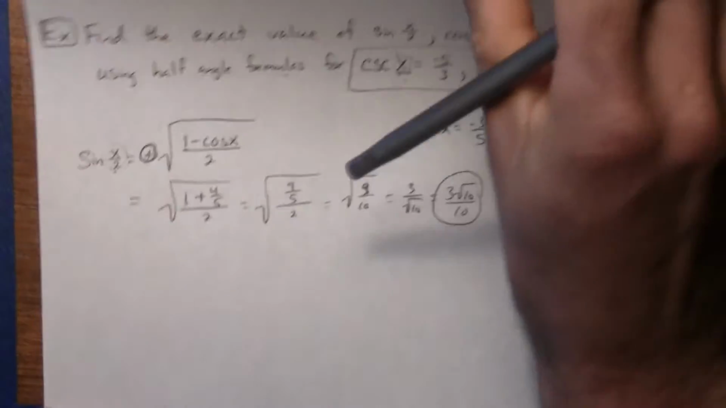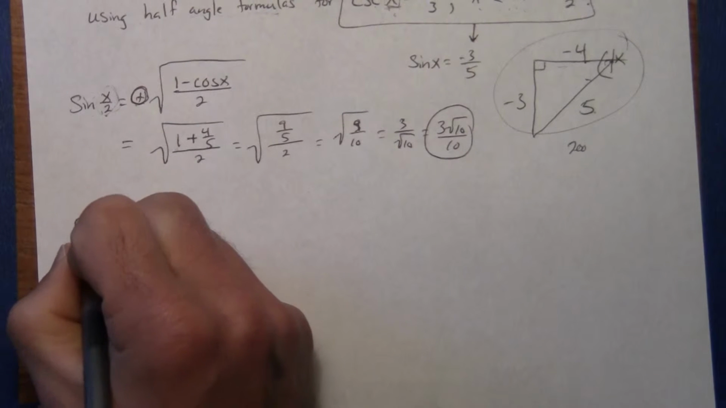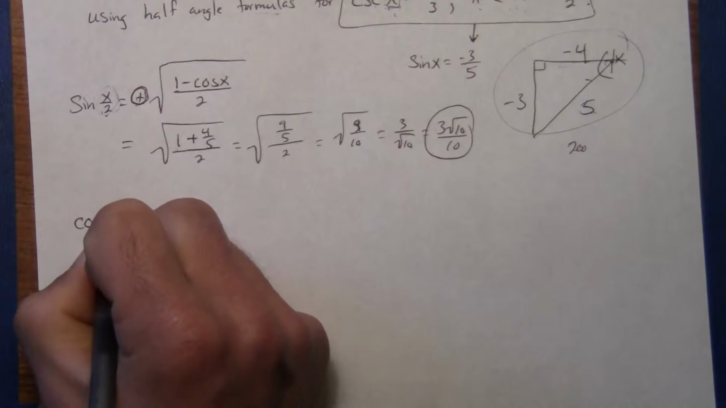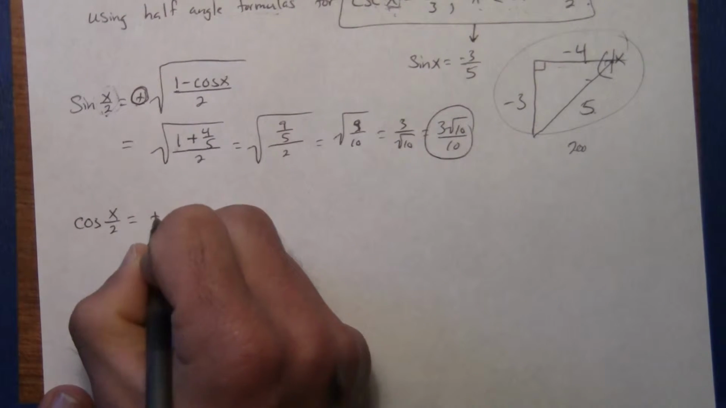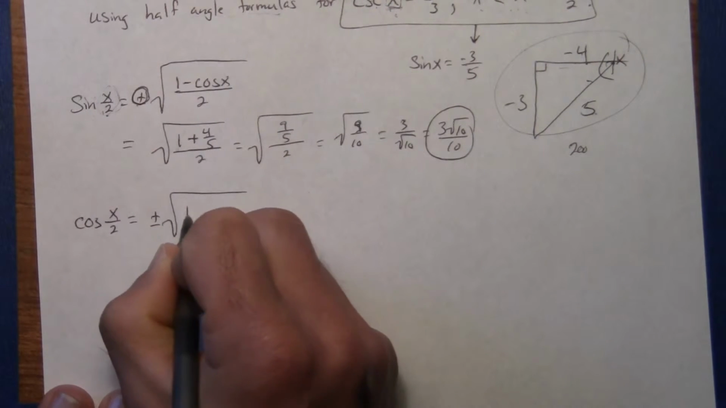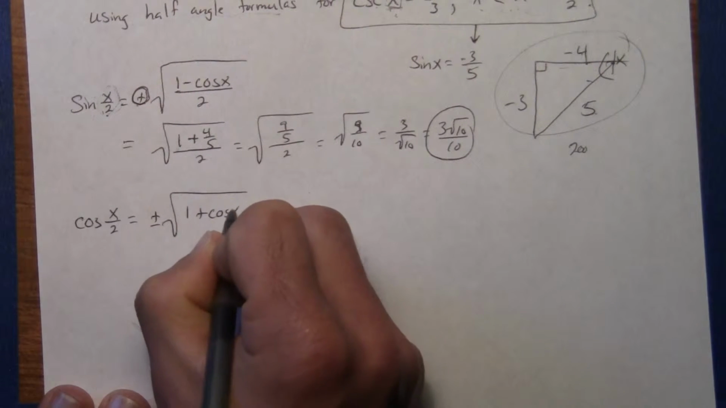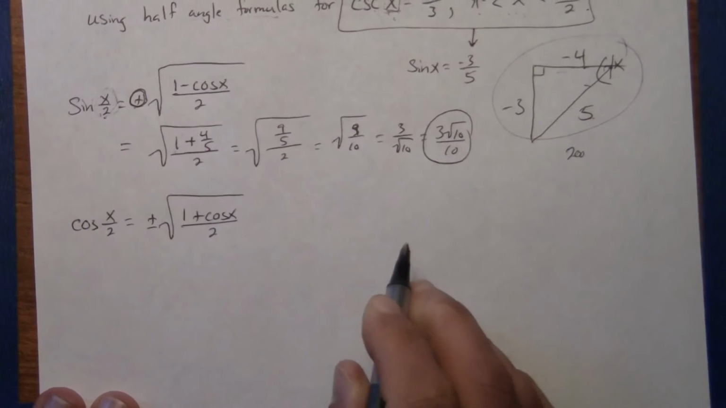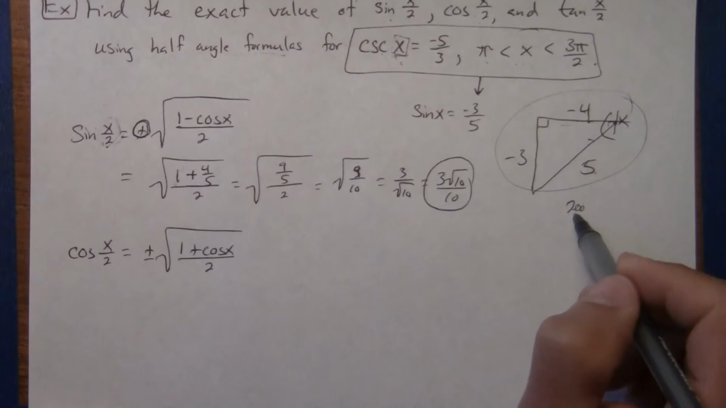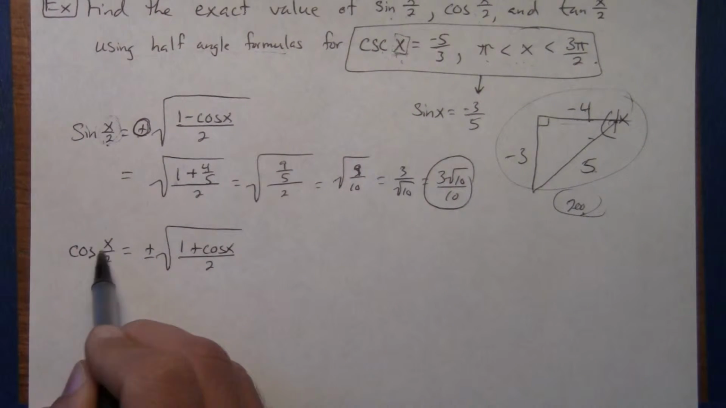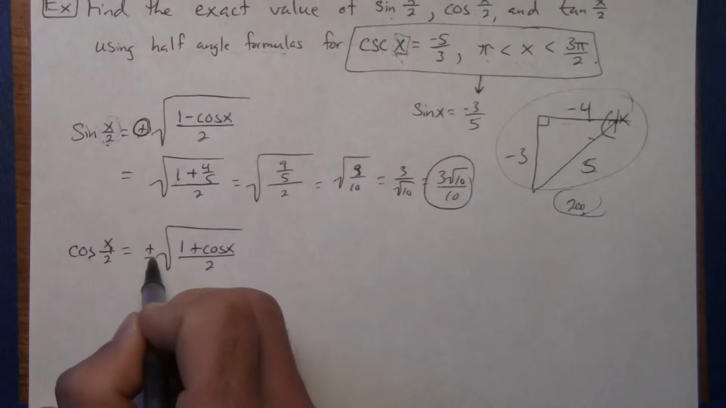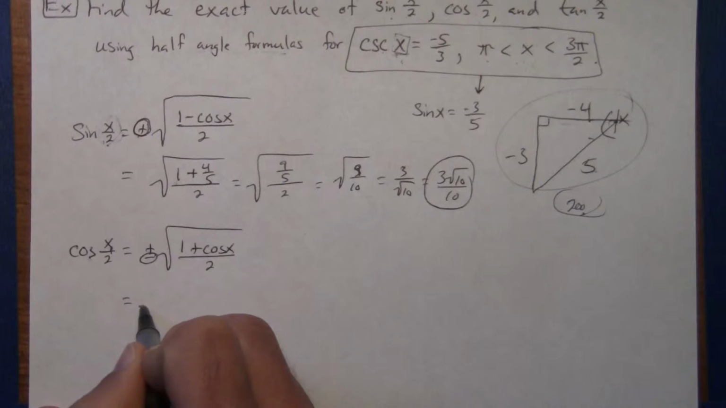Now if I want to find out what the cosine of x over 2 is, basically, same idea. You just have to run through the formula again. It's plus or minus the square root of 1 plus the cosine of x over 2. Again, let's do that little pretending thing. If I'm talking about 200 degrees and I want to find the cosine of half of that, so the cosine of 100 degrees is in the second quadrant. The cosine of this is going to be negative.